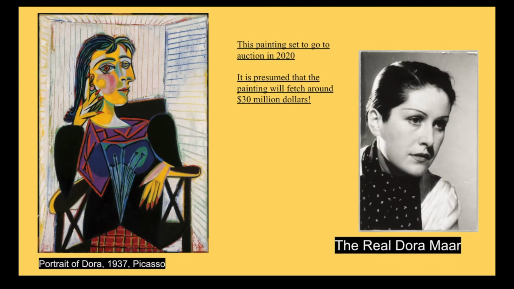And this is one of his more famous paintings, the portrait of Dora. This was the woman in his life. And if you look at the portrait, again, profile and forward view, both in the face. On the right is an actual photo of her. This piece is actually going to auction this year, and they're guessing it's going to fetch $30 million.